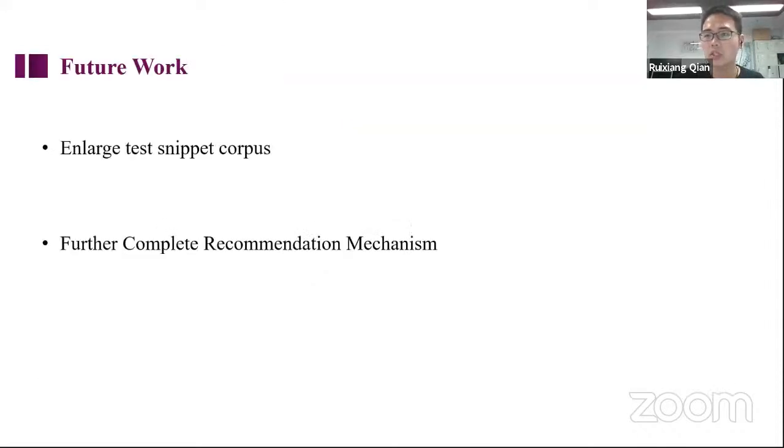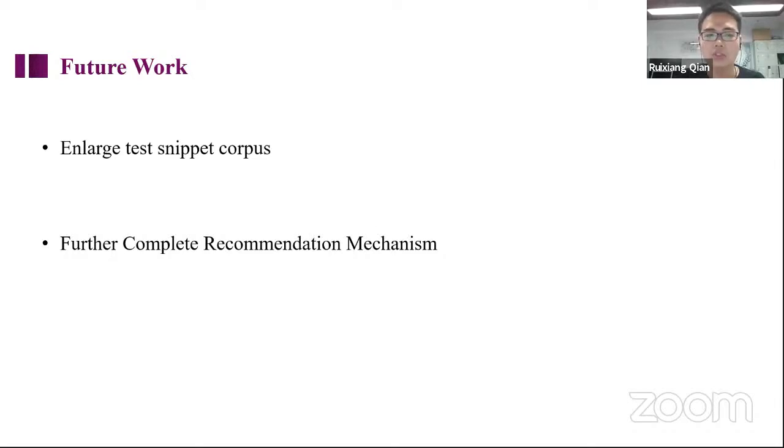There are two main works we want to do in the future. First of all, we want to enlarge the test snippet corpus, which is relatively easy because it is constructed offline. We can enlarge the test corpus by simply performing the program slicing technique on more test scripts, but it also has some problems we need to handle.